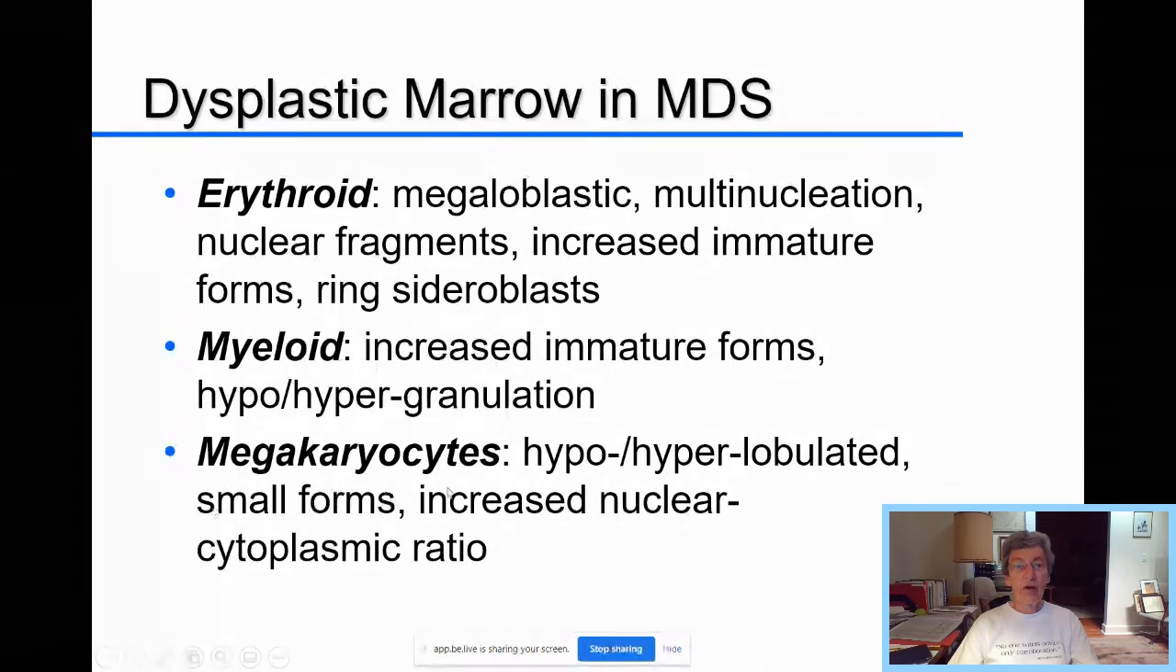And the megakaryocytes, which are the precursor cells for the platelets in the marrow, are large cells with nuclei, and they may have too many or too few lobes to the nucleus, small forms, or increased nuclear cytoplasmic ratio.